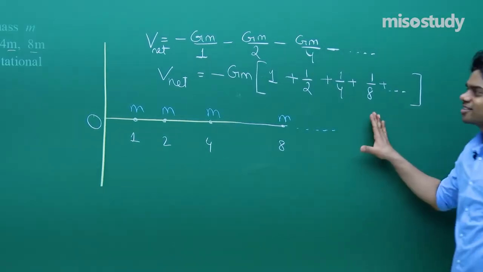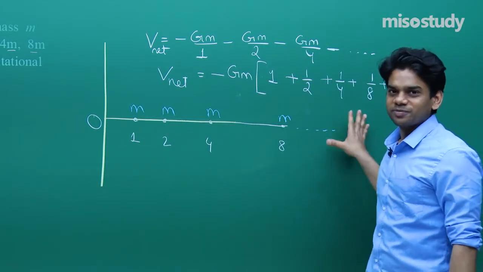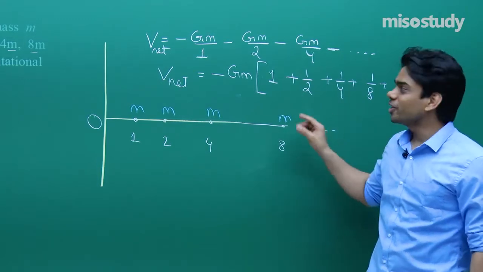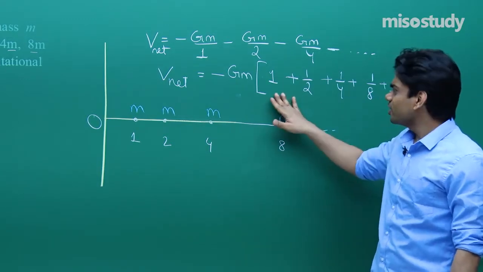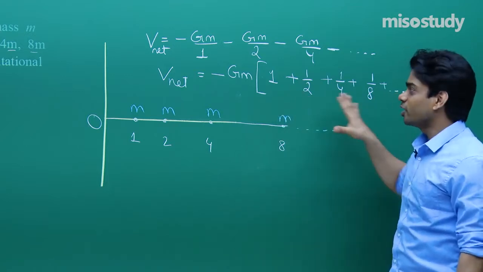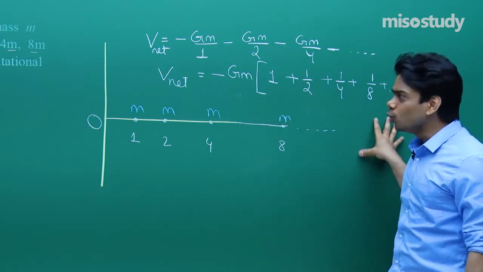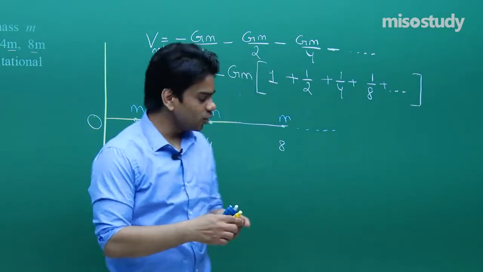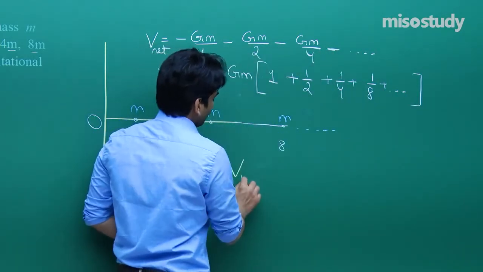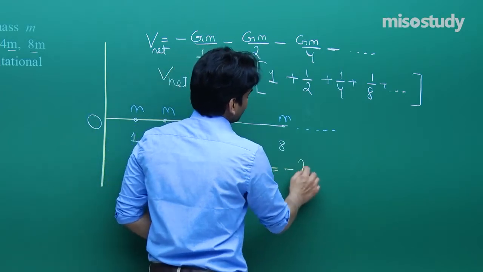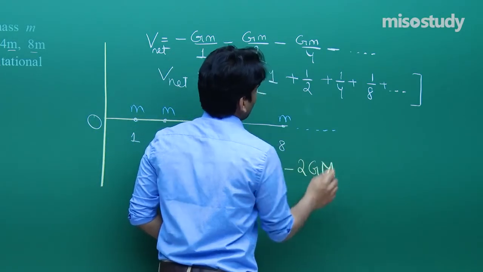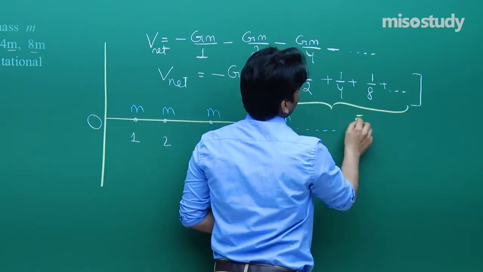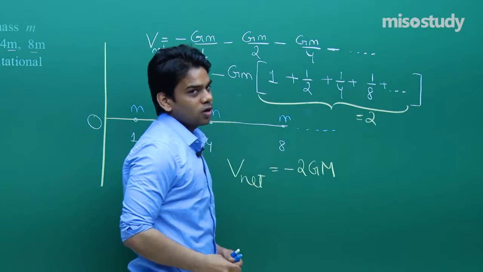Now you can see that this is actually a geometrical progression: 1 plus 1 by 2 plus 1 by 4 plus 1 by 8. That means the common ratio is 1 by 2. You can easily check. Now this can be easily solved. The sum of this geometrical progression will be equal to 2, and that's why we can write the net gravitational potential at the origin as V net equals minus 2 Gm. This is what you are going to get, because this value in total will be equal to 2. So minus 2 Gm, that is what you will be getting.